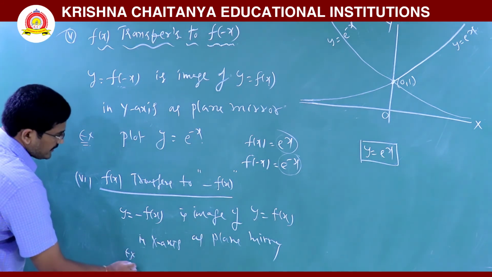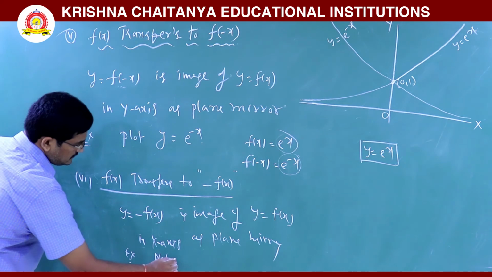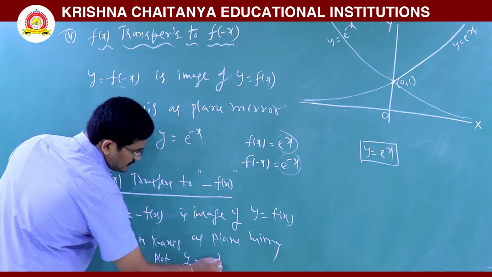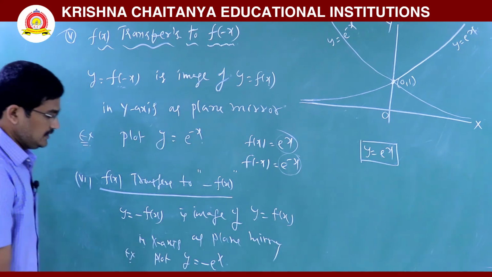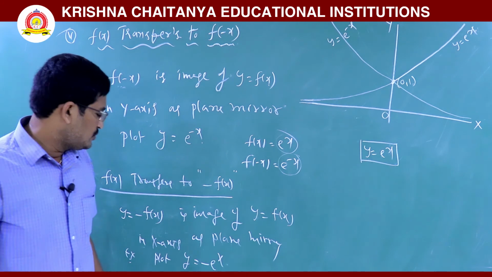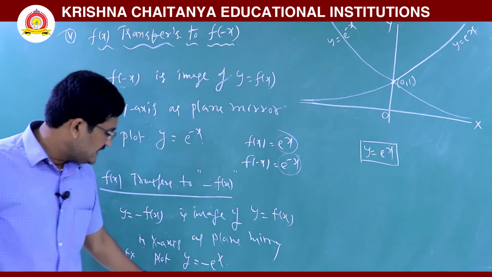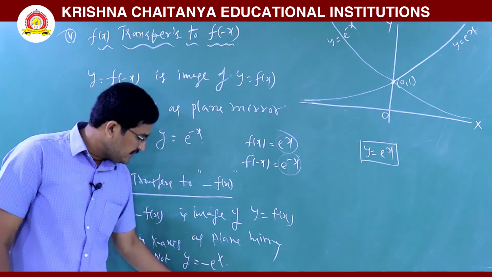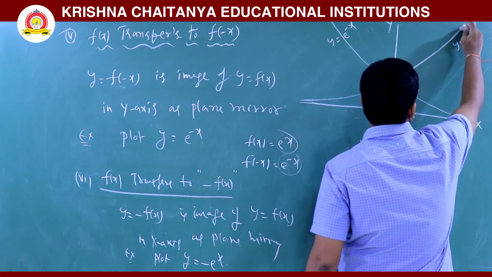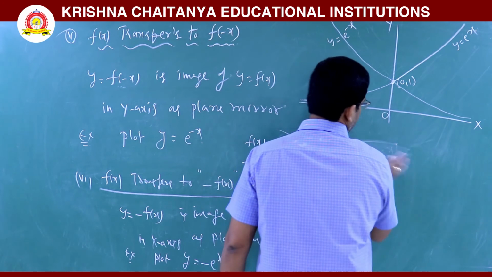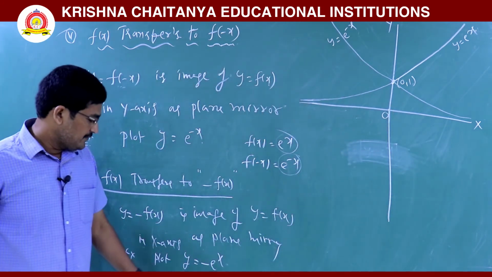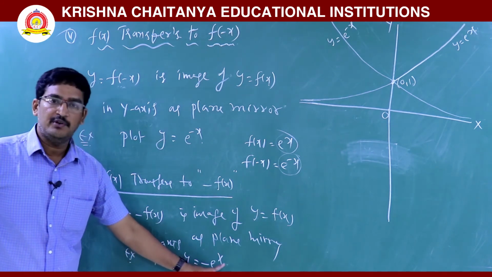Example: plot the curve y equals minus e power x. So we have to plot the curve y equal to minus e power x. To get this curve, first you have to plot the graph e power x. This is e power x. Now what do we need here? You need the curve y equal to minus e power x.